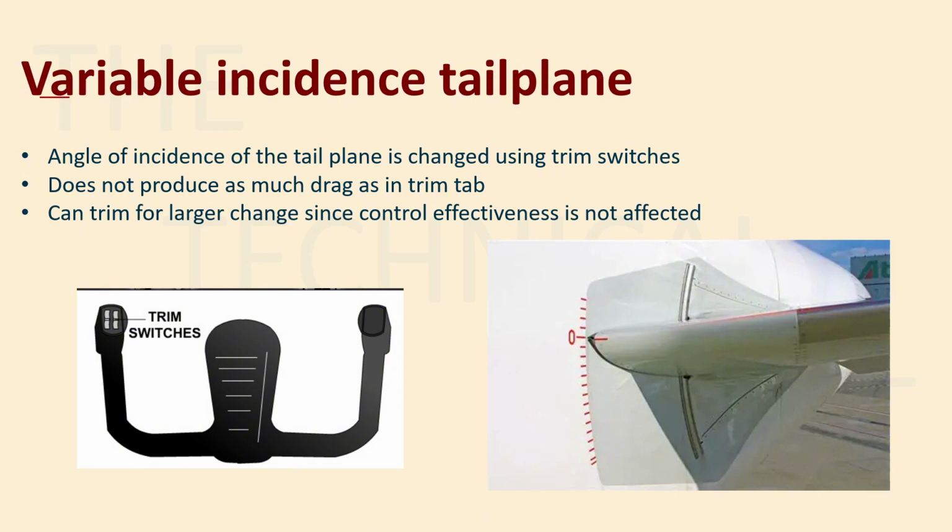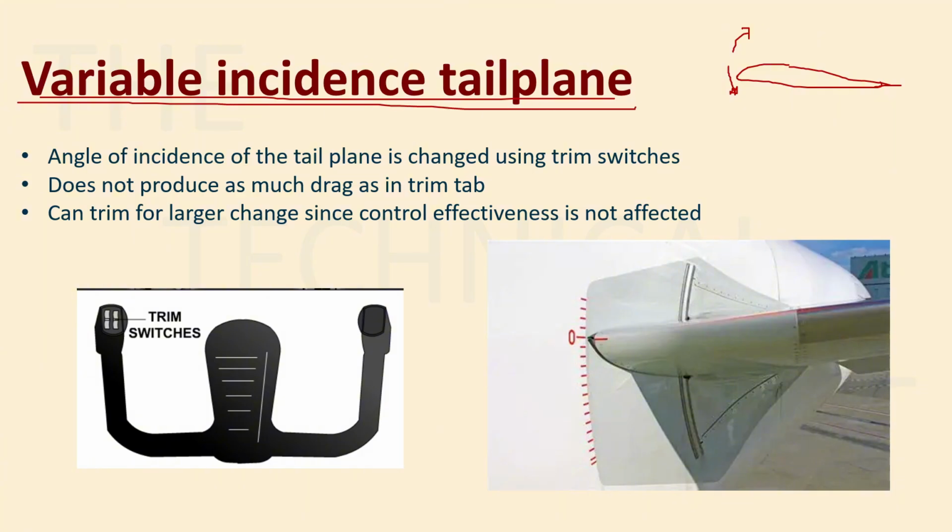Then there is the second type of trim, the variable incidence tailplane. So what is the variable incidence tailplane? Again, from the last lecture, if you remember, the whole tailplane moved up and down instead of there being an elevator. So this is what a variable incidence tailplane is. Now, that same variable incidence tailplane can be used as a trim.